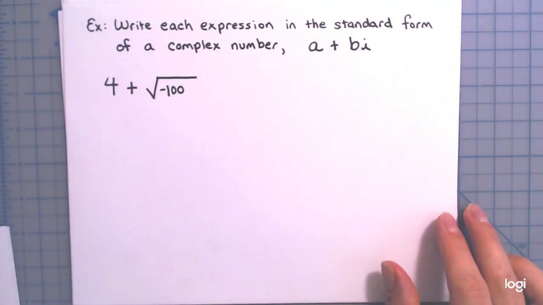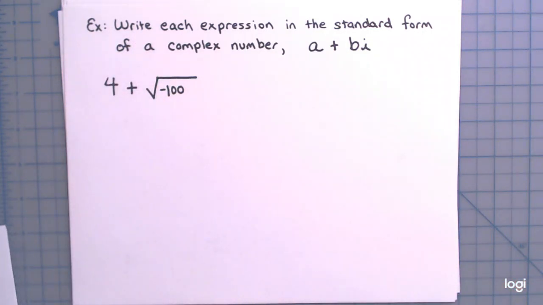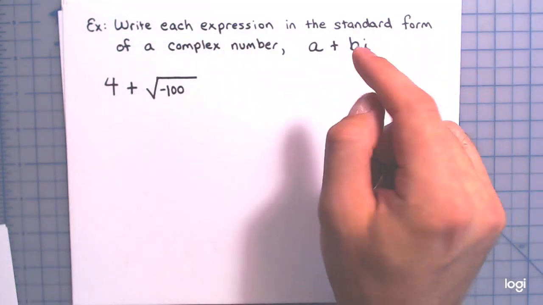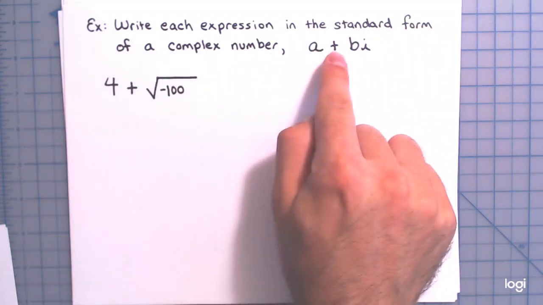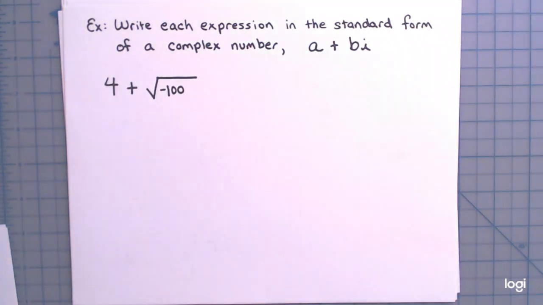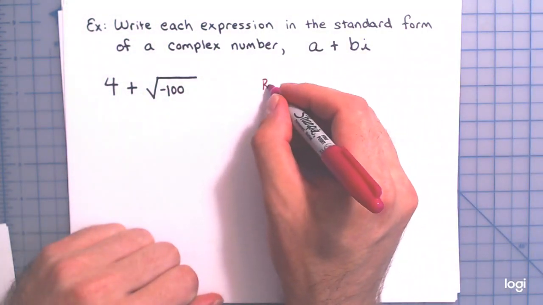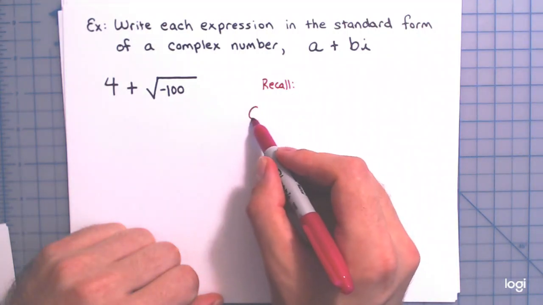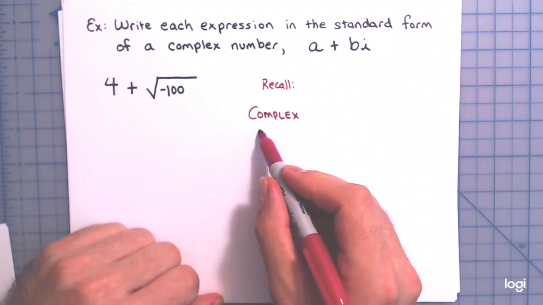So here's what I'm talking about here. What I'm asked to do in my final 3 examples is to write each expression, each number, in what's called the standard form of a complex number, this a plus bi. All right, so what is this? Let's, again, a little recall here. We talked about the complex numbers in the last video I put up. I'll refresh your memory here.